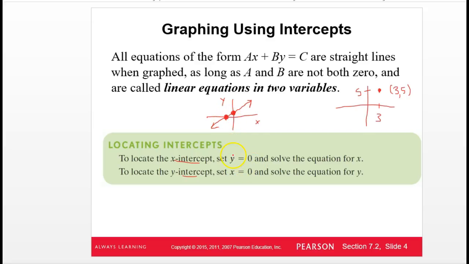So the y coordinate is 0, and so the x-intercept always happens when y is 0. And then likewise, the y coordinate may be positive here, but the x coordinate for the y-intercept is 0, meaning we didn't leave the y-axis, we're on it. So that's how we find intercepts. So we make one variable equal to 0 and then solve for the other one in an equation that looks like this.